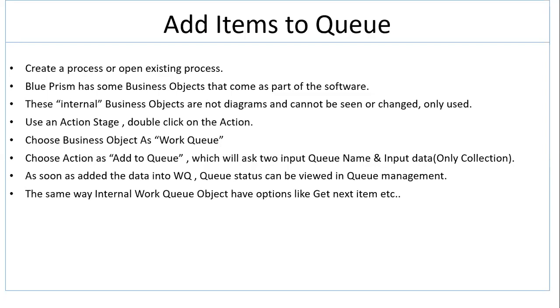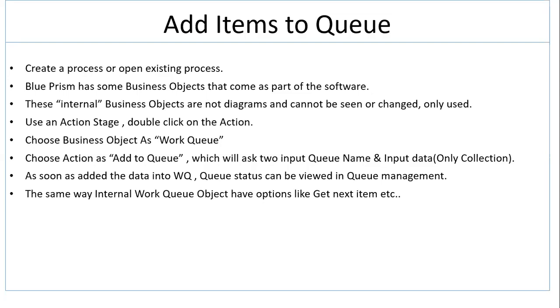Use an action stage, and double click on the action stage to open the action properties. As soon as you get the properties wizard, you have to choose the business object, and the name should be Work Queue, and under that you have to choose the action which is Add to Queue, to load the item into your work queue, which will ask for two inputs, which can be mandatory. You might have other inputs as well, but consider that these two will be mandatory.